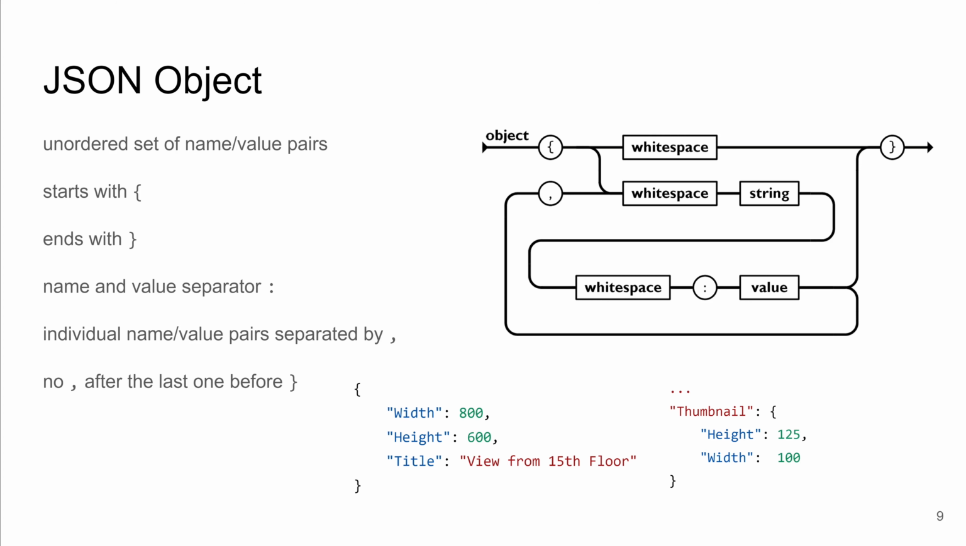The separator of the name and the corresponding value is a colon. The name value pairs are separated by a comma. And after the last name value pair, there is no comma. So these are the rules of JSON. We can see examples of JSON objects in the slide, and because a JSON object is one of the types of a JSON value, we have nesting, so a value of the name value pair can be another JSON object.